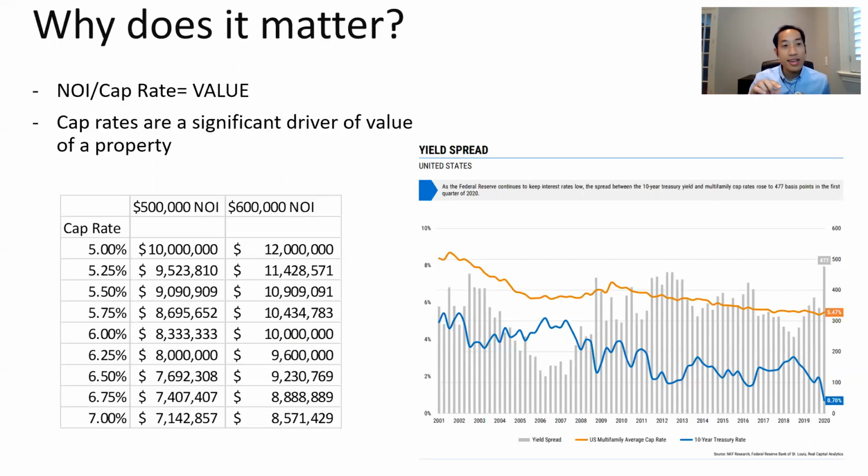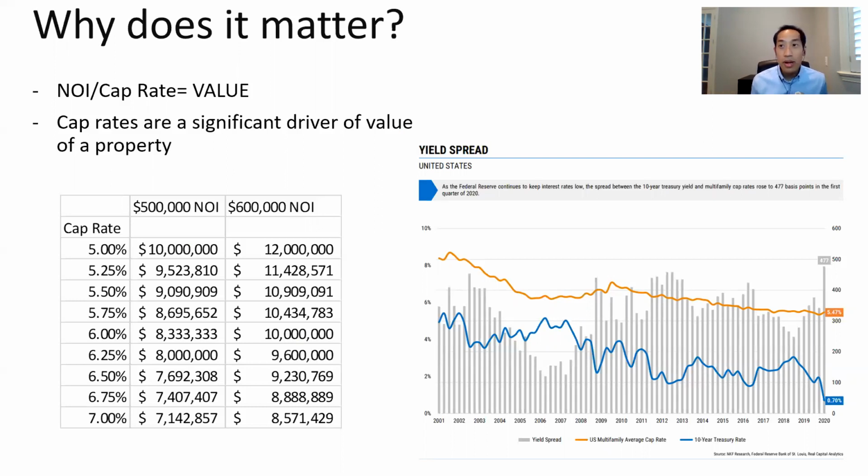Let's just take the example of, let's say you bought that property for $10 million at a 5% cap rate. You drive the NOI to $600,000 over 5 years. And now you're able to sell, let's say at the same cap rate, 5%. The property is now worth $12 million. So you made $2 million on really that NOI growth because the cap rates didn't move.